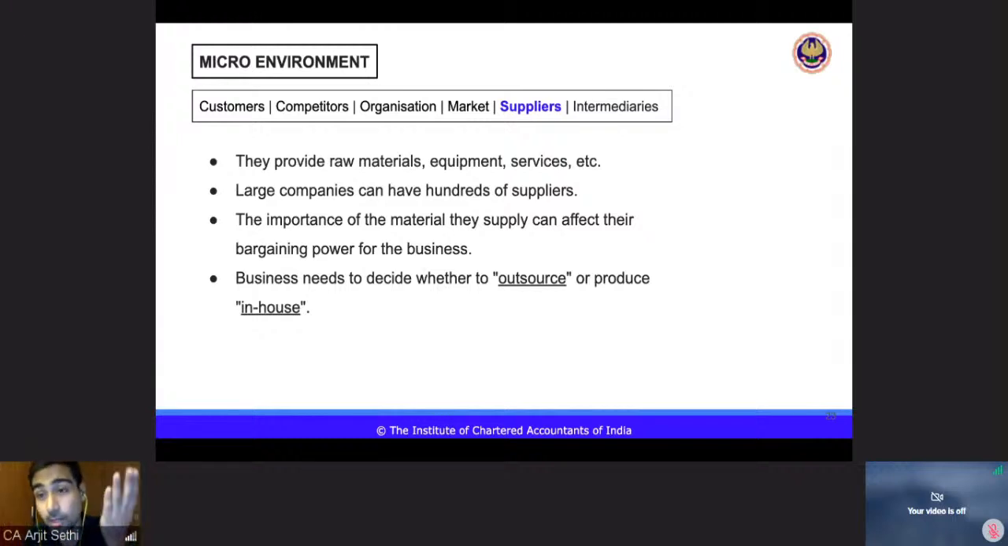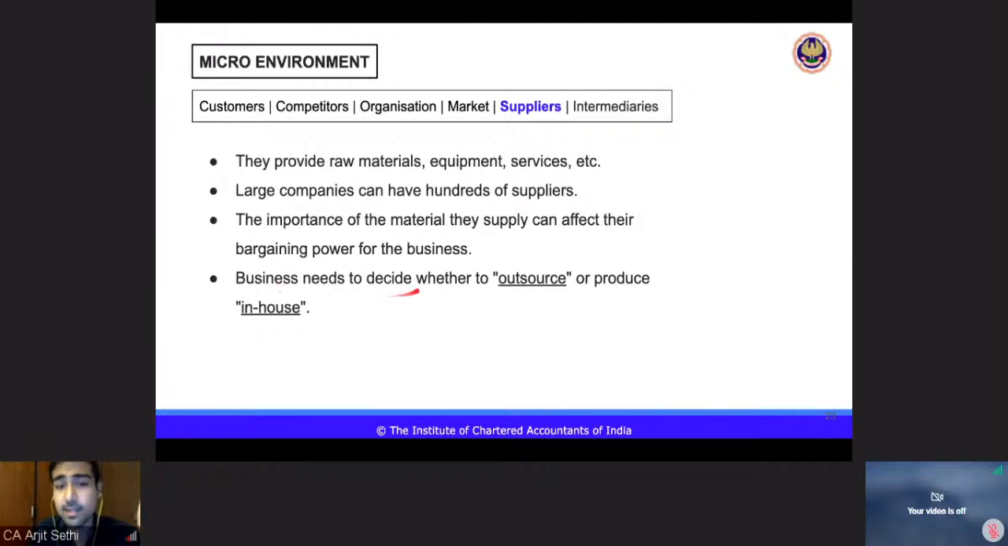When that importance for me increases, that supplier knows that if he wants to sell at a higher price, he can keep increasing the prices every year. This customer has to buy it. The business of car cannot function without me. So their bargaining power, their power of asking more money, increases. The supplier's power increases when the material they supply is more important.